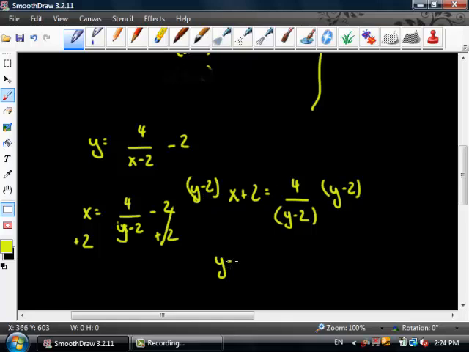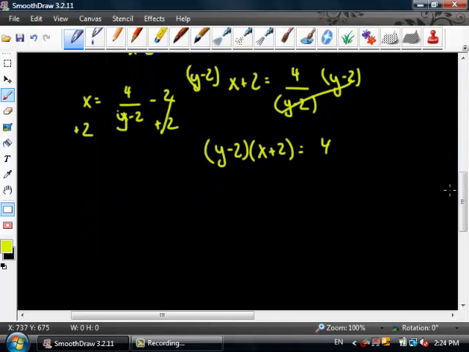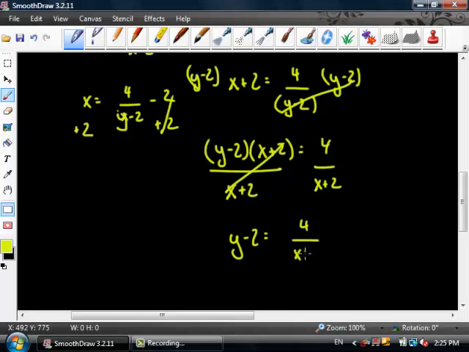So I get (y minus 2) times (x plus 2) equals 4. Now, before you go FOILing, remember, we're trying to get y by itself. So instead, I'm going to divide x plus 2 from both sides. So I'm going to get y minus 2 equals 4 over x plus 2.